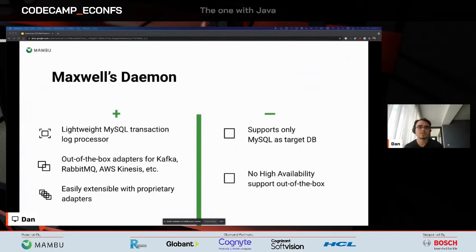For example, if you want to use a different messaging system, or if you want to do another kind of operation inside the CDC application, this would, of course, allow you complete freedom. The main drawbacks are that it only supports MySQL as a target database, and also the fact that it does not offer high availability support out of the box. Most of the aspects I have shown you earlier would be something you would need to proactively introduce support for in order to be safe.